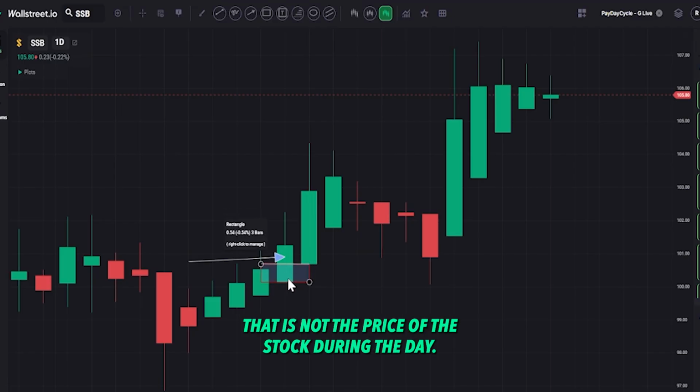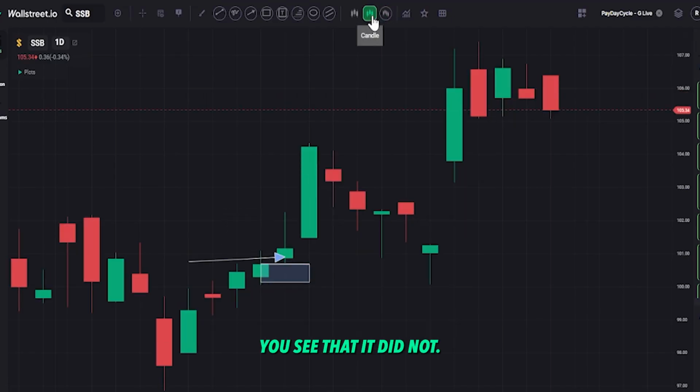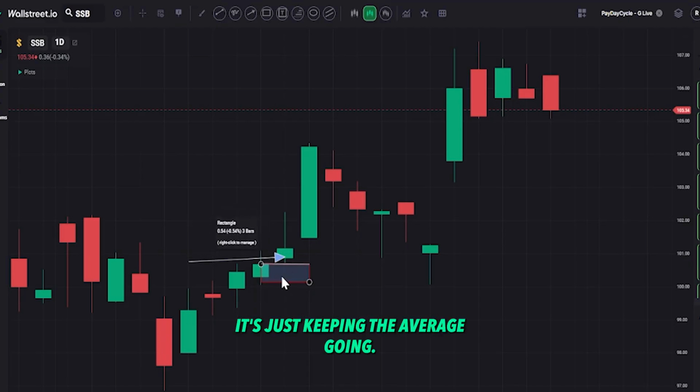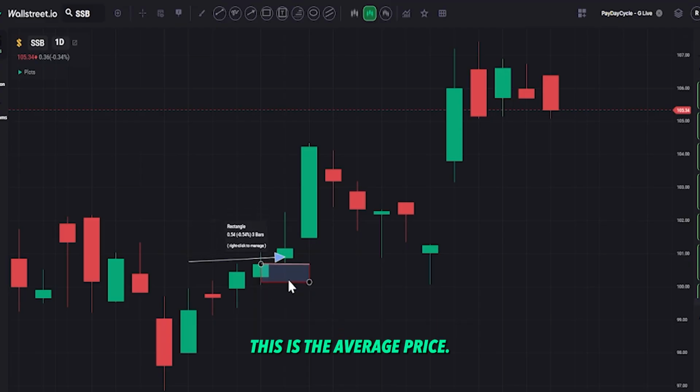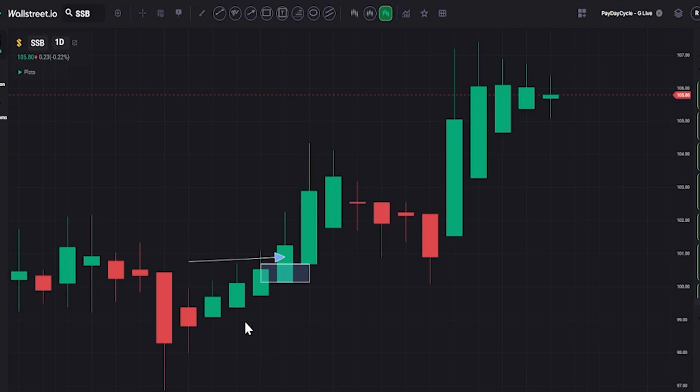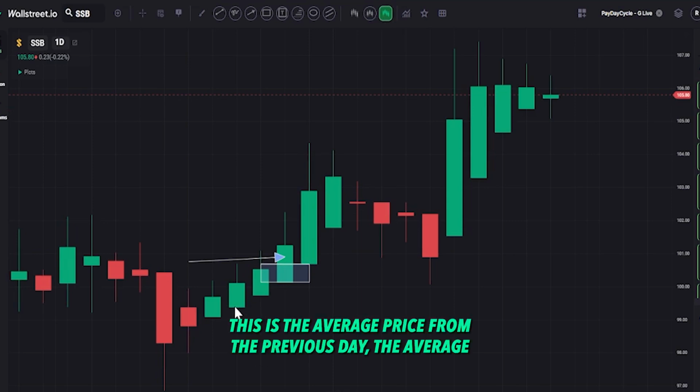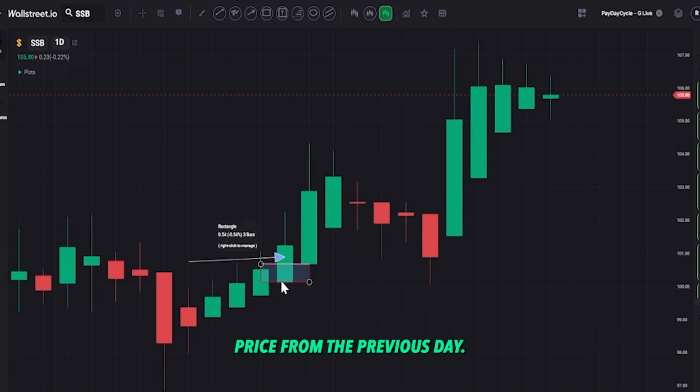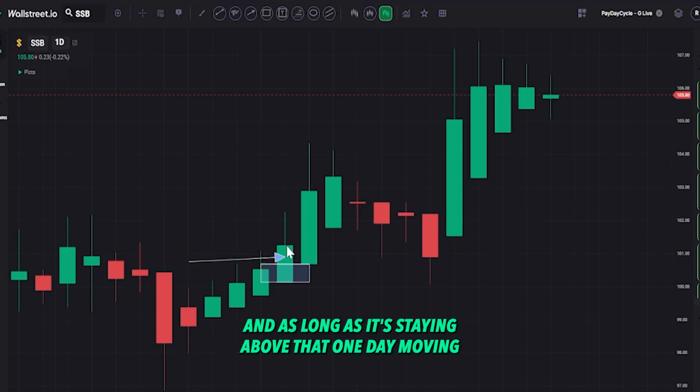That is not the price of the stock during the day. You see that? It did not. It's just keeping the average going. This is the average price from the previous day. It's averaging out. It's kind of like putting a one-day moving average on it right here. And as long as it's staying above that one-day moving average, it stays green.